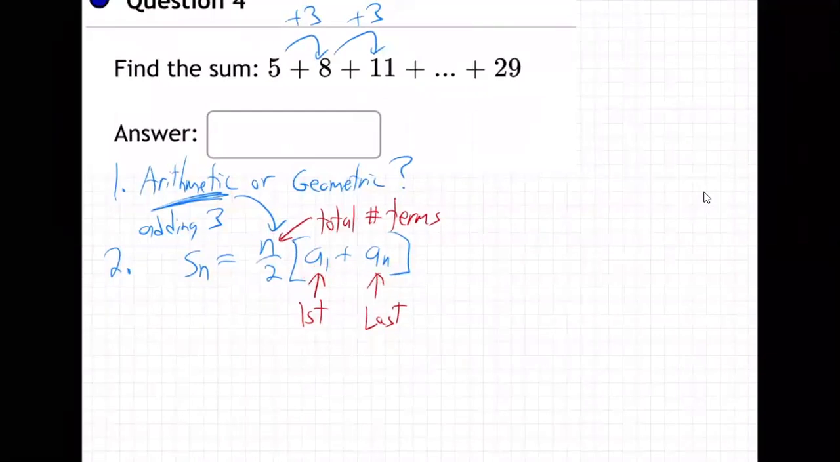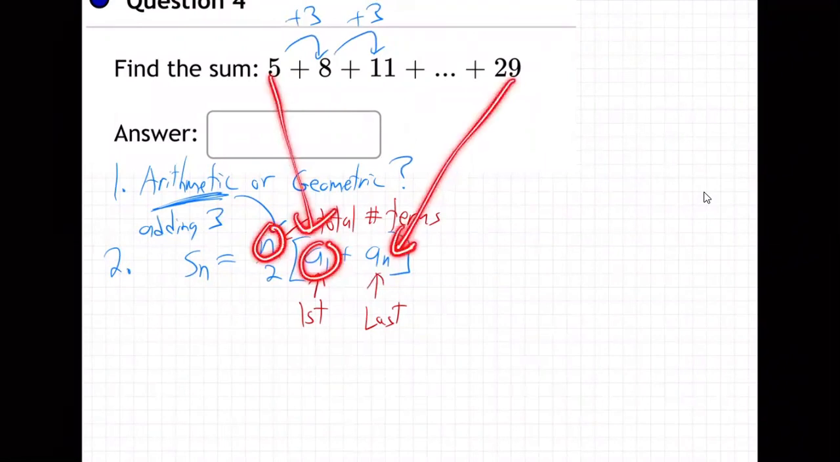Okay, so I know the first term, that's 5. I know the last term, that's 29, no problem there. What I don't know is the number of terms. How am I going to find out the number of terms? Well, we're going to have to do something else over here on the side.